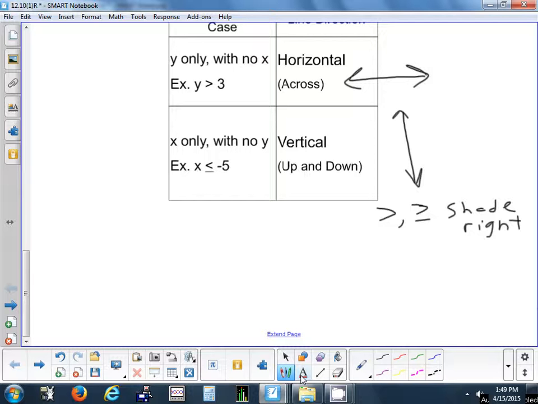Okay. This is a special case when you only have x. Greater than or equal to, shade right. Less than or equal to, less than, smaller. Which numbers are smaller? Towards the left. Any other case, you can just think above and below, except when it's vertical, one's up and down. Yep.